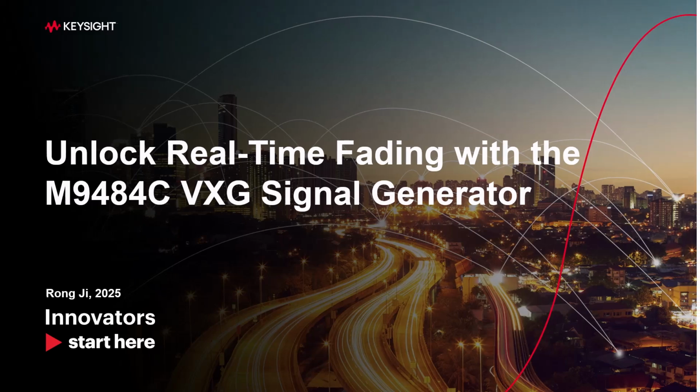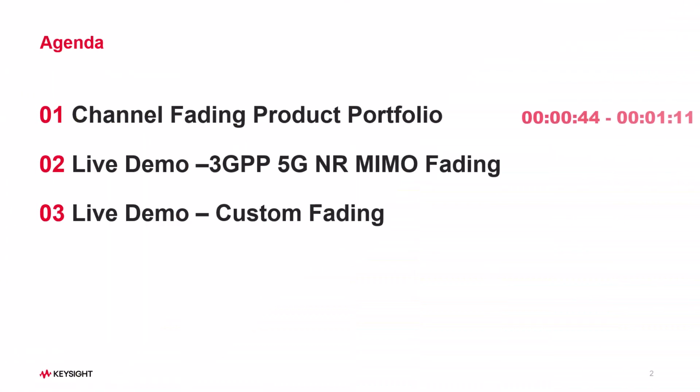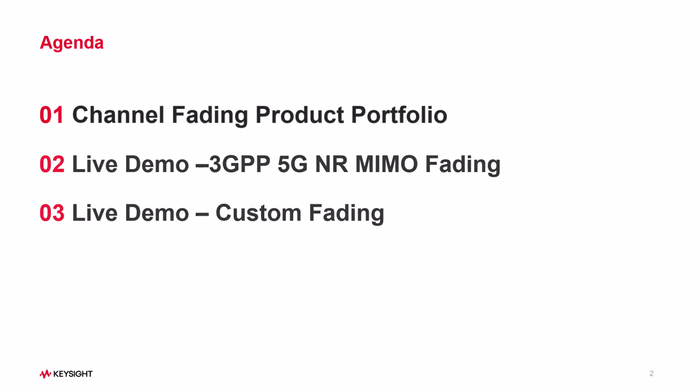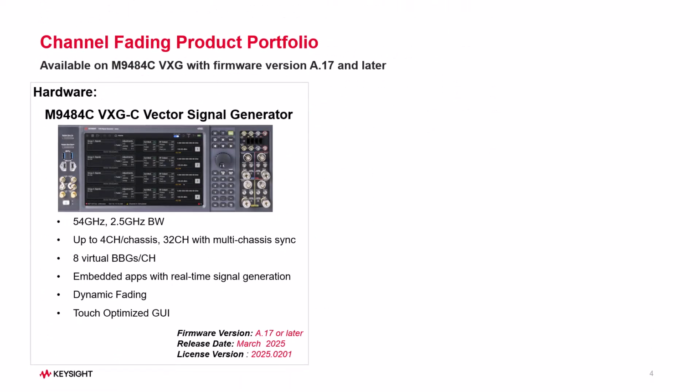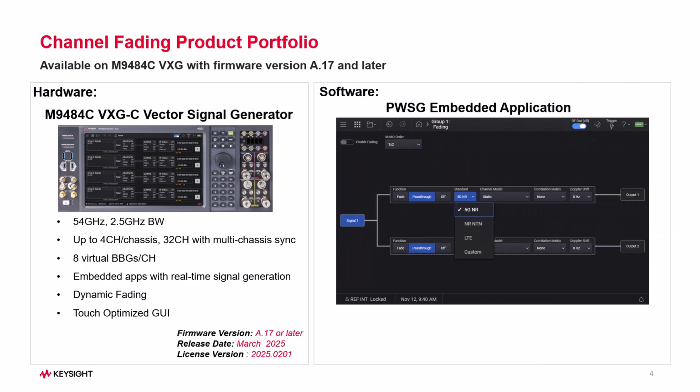Here's the agenda. We'll cover a quick look at the fading product portfolio, followed by the live demo: how to run the built-in 3GPP MIMO fading model, and then how to apply a custom fading model using Channel Studio. The real-time fading feature runs on VXG-C with firmware 8.17 or later, and is now available through the PWSG embedded app.